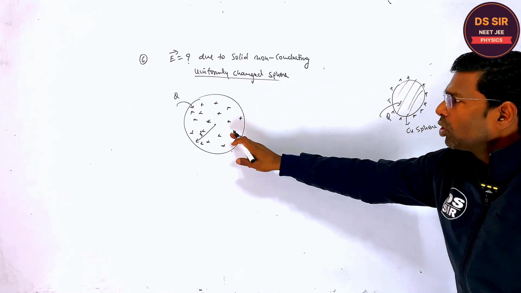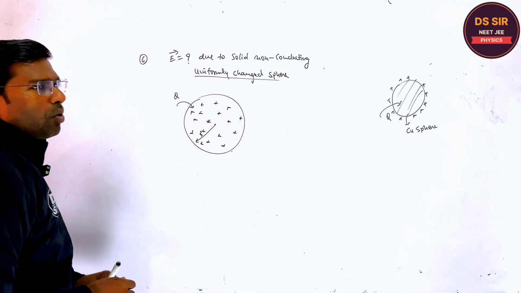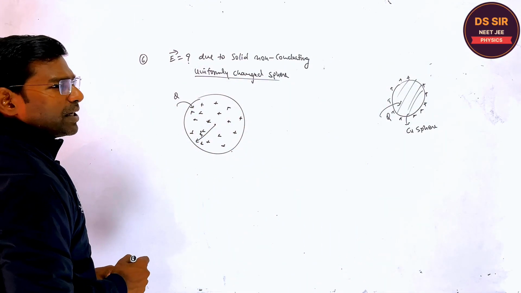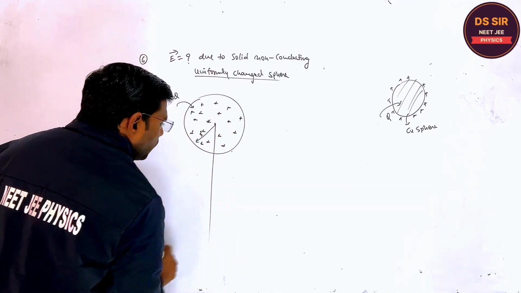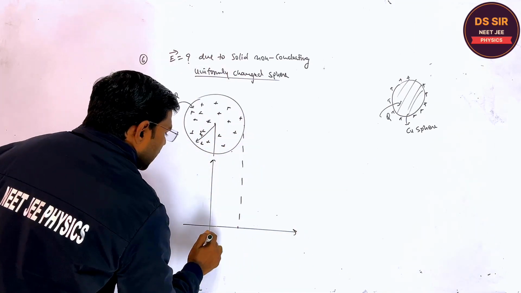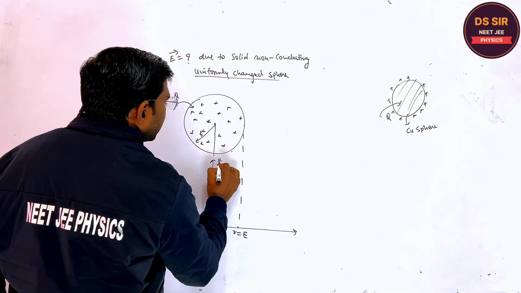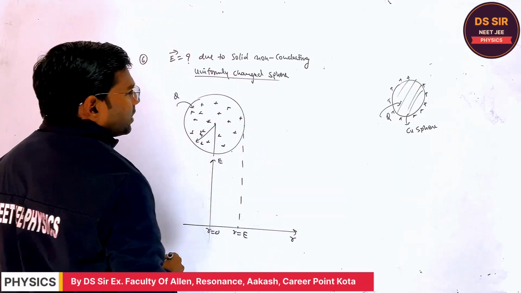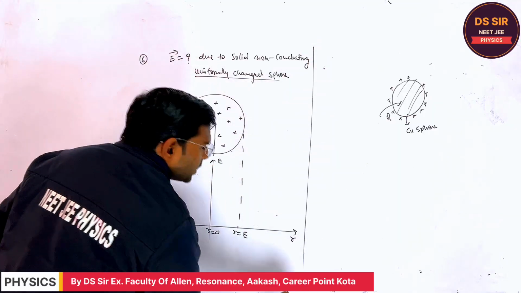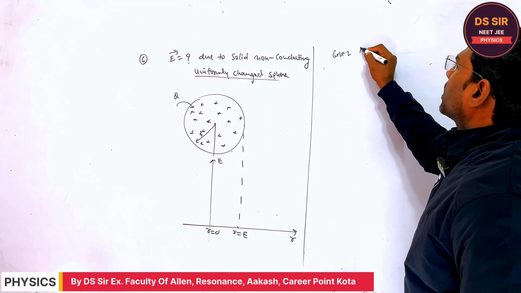Right? So this is the non-conducting sphere, and the charge is distributed over its volume. So you have to find the electric field. Also you have to draw the graph of the electric field inside the sphere and outside the sphere, right? So we will have again two cases. First, case 1, inside.